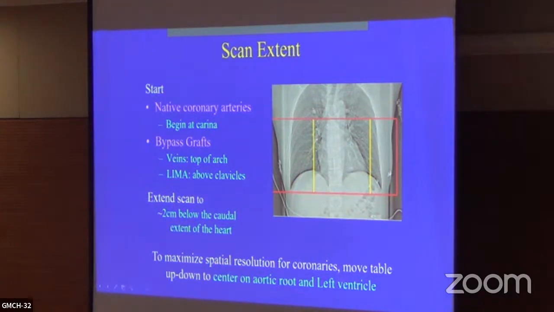As far as scan extent is concerned, for the native coronary arteries, the scan should begin at the carina and should end 2 centimeters below the caudal extent of the heart. Or you may replan it after you have done your calcium scoring, and then change the scan extent. For a bypass patient, if the patient has had only venous grafts, you can start at the top of the arch. However, if the patient has a radial or IMA graft, then you need to go above the level of the clavicles and start your scan.